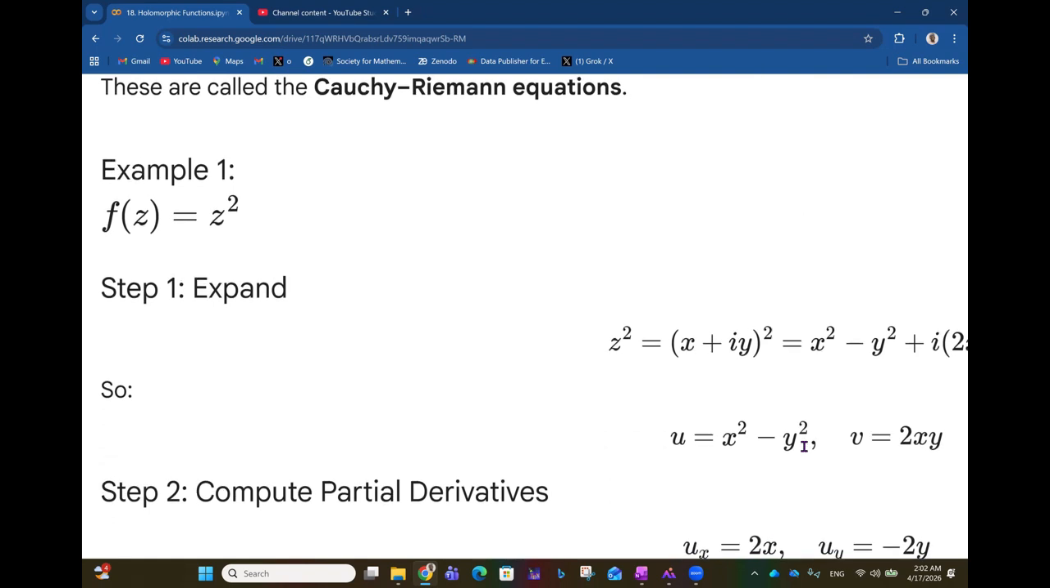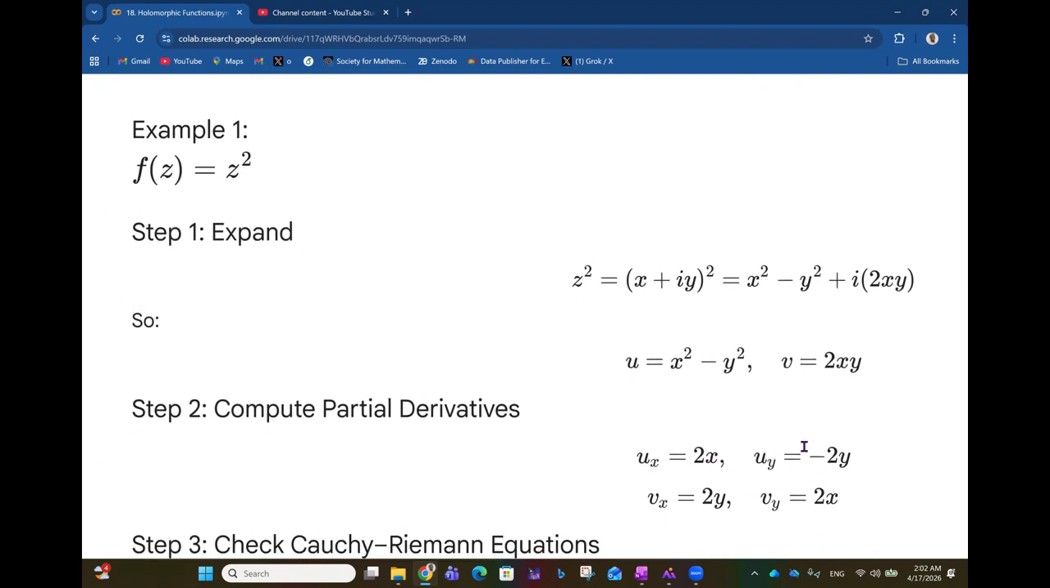So of course, this example has been following us everywhere: f of z equals z squared. Step one, expand. Z squared is x plus iy squared. When you expand that, it's x squared plus 2i xy plus i squared y squared. Of course, i squared is minus 1, so that term becomes minus. By the time you simplify, you get x squared minus y squared plus i 2xy.